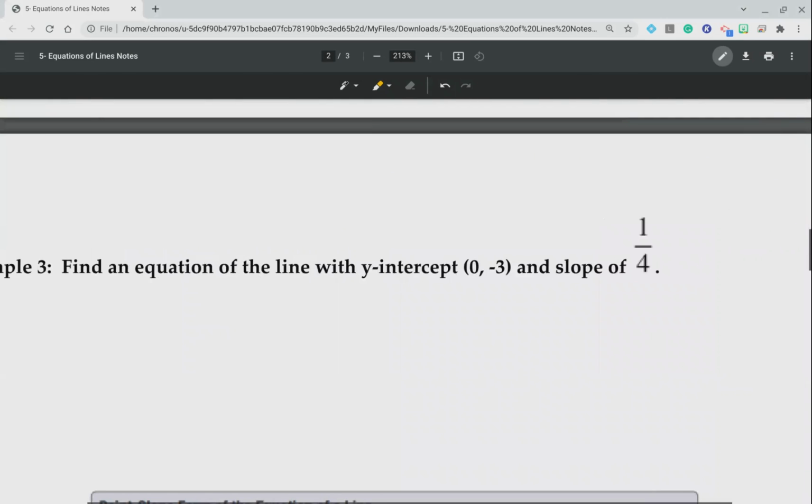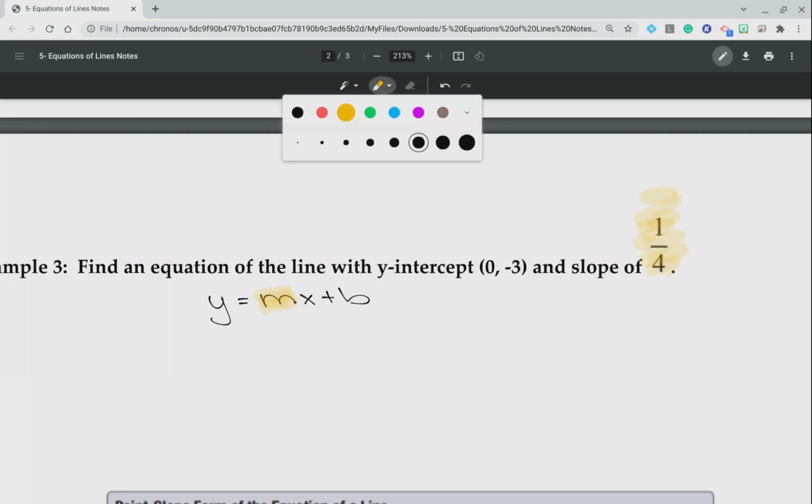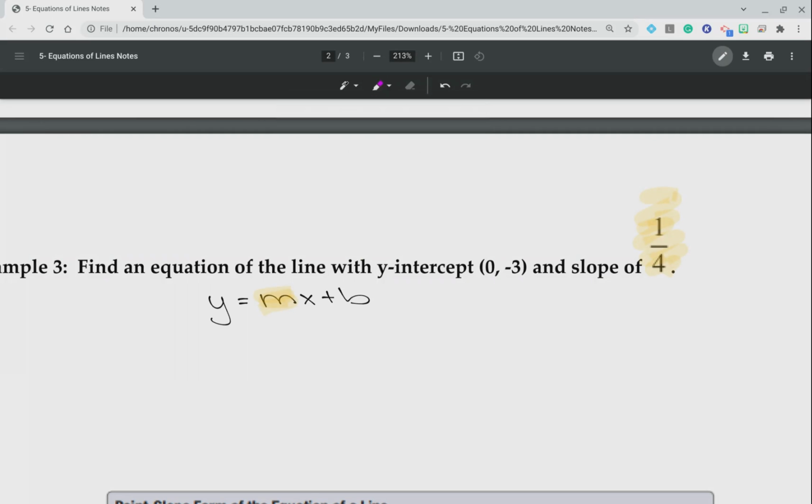All right, now we're going the other way, where they give us the slope and the y-intercept, and they're saying, okay, use this information to write it into an equation. So if I have the equation y equals mx plus b, remember m is my slope. Oh, wow. Doesn't want me to highlight the slope. There we go. And b is my y-intercept.